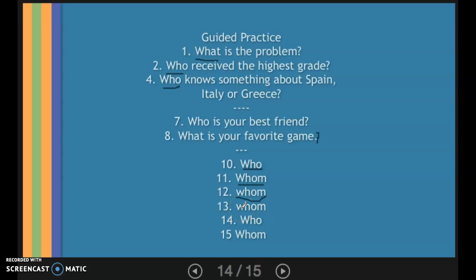Number 14, who should attend the banquet next week? Who is the subject, and that's why it would be who. Number 15, whom did mother call? Mother is actually the subject. Mother's doing the action, and that would refer to whom. So whom is going to be the last answer.